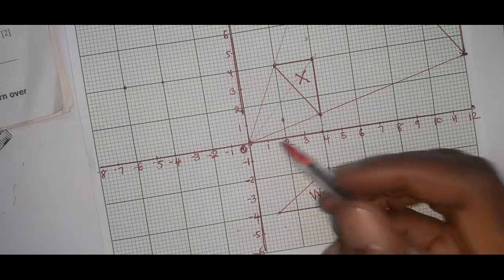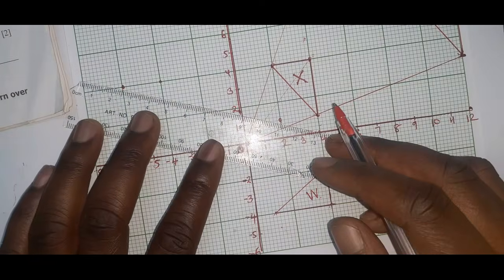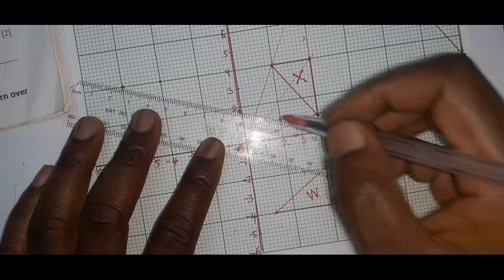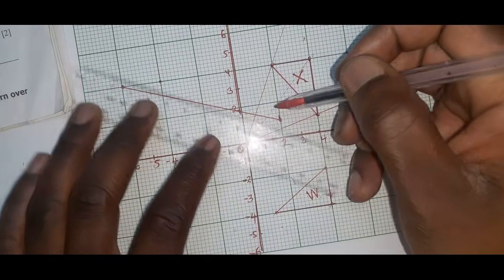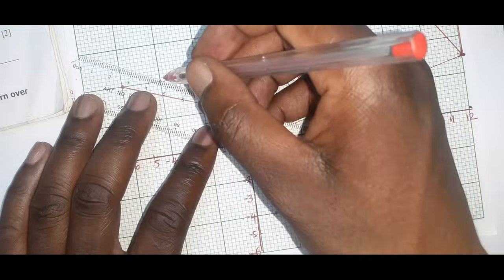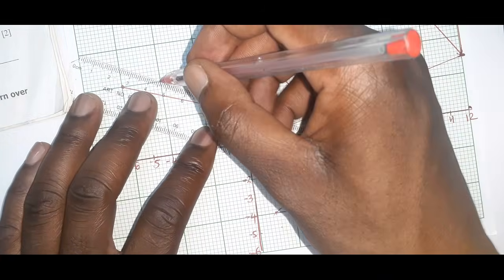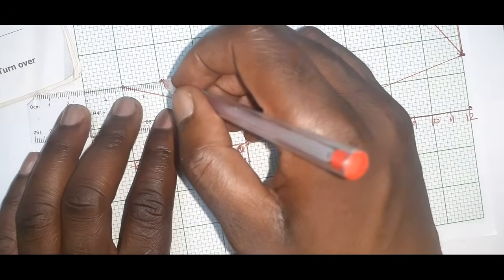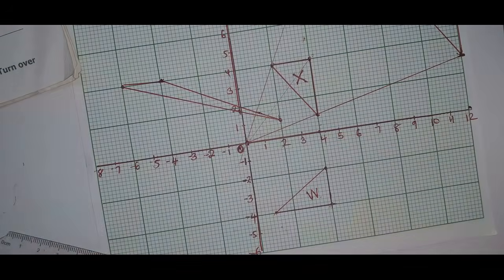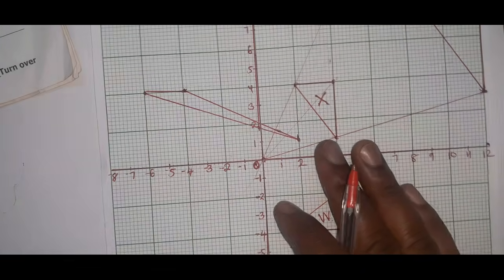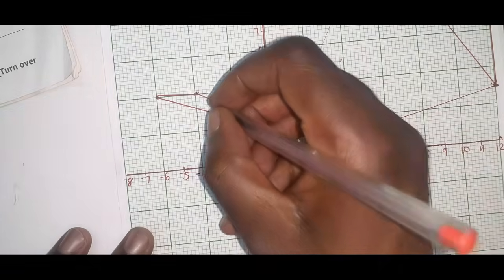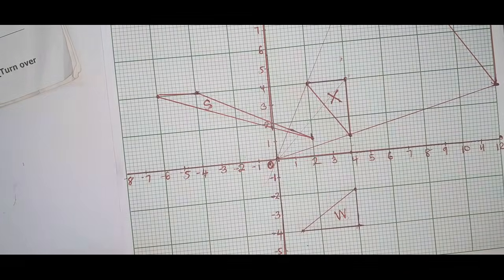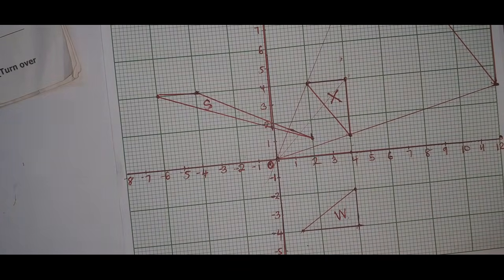So we can join now these lines here. You join this one like this. Join them like this. Join them like this. That's what we're going to have there. So this will be the coordinate for, this is what our S is going to be. That's what our S is going to be.